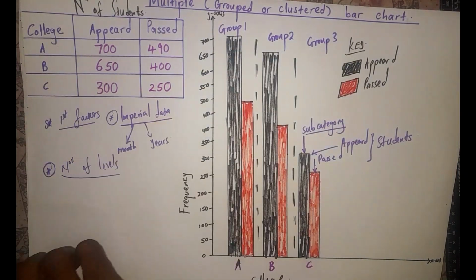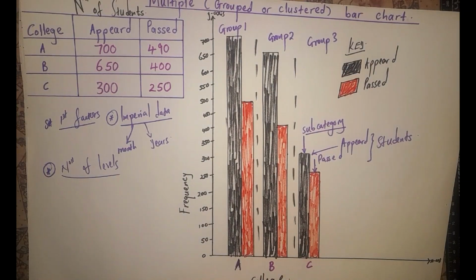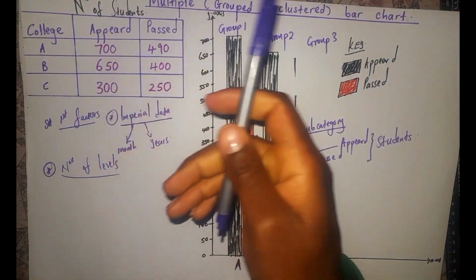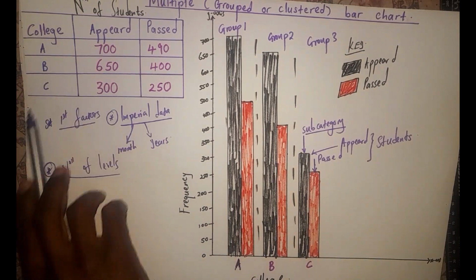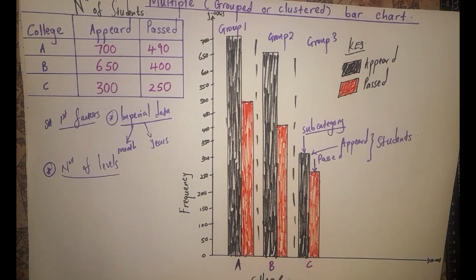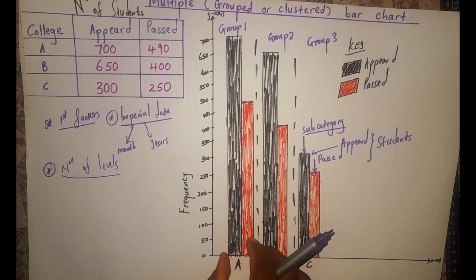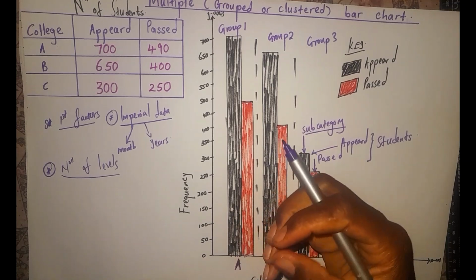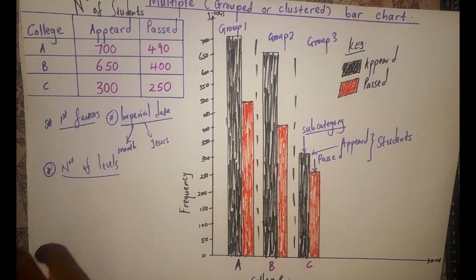So the one that has more levels is the one you take as the first variable. Here, we took college as our first variable because it has more levels, and the students we took as the second variable. Because if you take the one with more levels as the horizontal axis, the graph is going to be cluttered. It's going to have more bars, and it's not going to show clarity or be readable. So mostly we have to consider these factors to choose the first variable and the second variable.